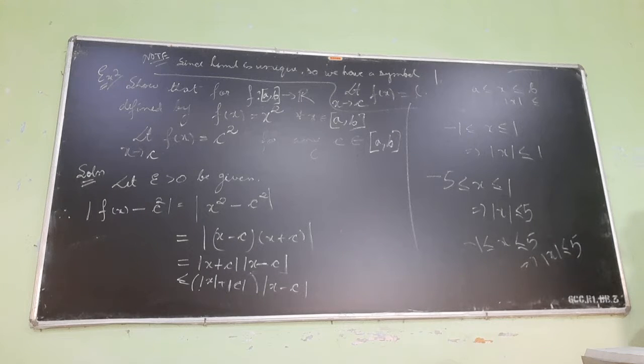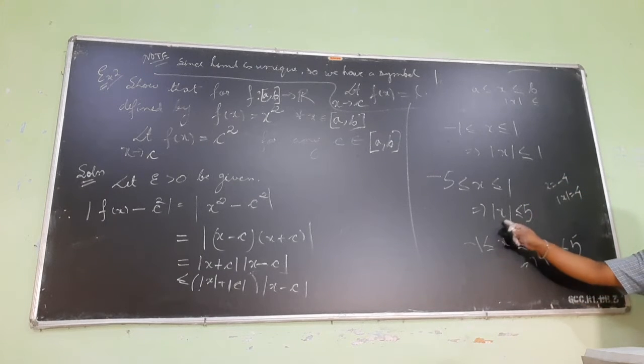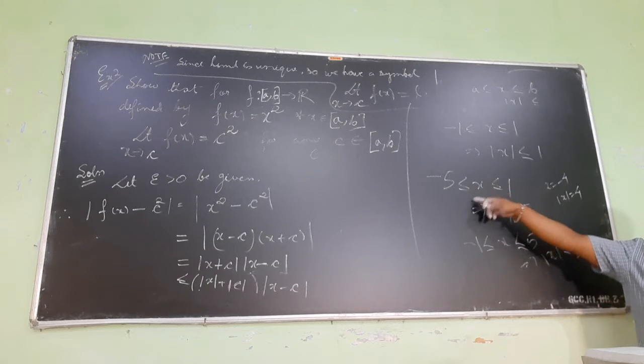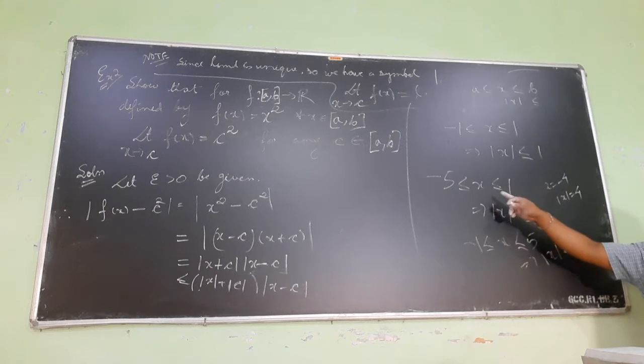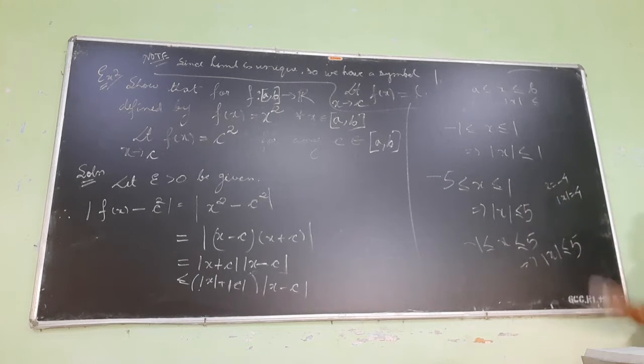Earlier, minus 5 less than or equal to x less than or equal to 1, mod x less than 5. Mod x will not be less than 5 there; if x equals minus 4, mod x is 4. If we take less than 1, mod x is less than or equal to 5. This is correct. This implies this is correct. The other way it is not true. Mod x less than or equal to 5 does not imply that x lies between minus 5 and 1. It implies that x lies between minus 5 and 5. So this is only one way implication.